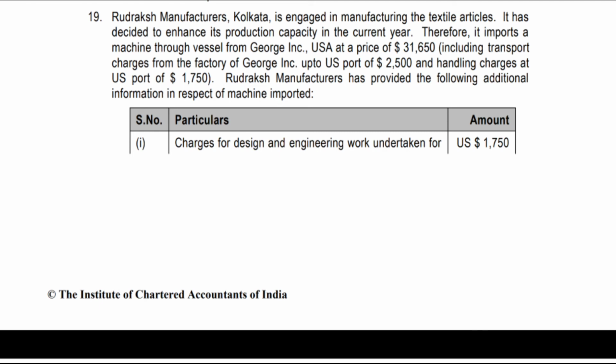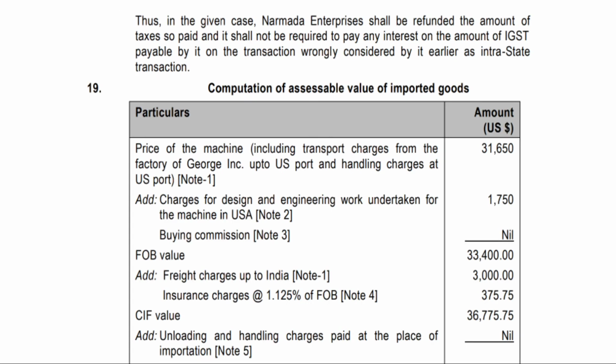You are required to determine the assessable value of the imported machine under the Customs Act. Okay, so the answer: the price of the machine is 31,650, including handling charges and unloading charges. Add designing and engineering charges for work undertaken in the USA, that is 1,750. Buying commission is not going to be added. Okay, so we have arrived at the FOB value.